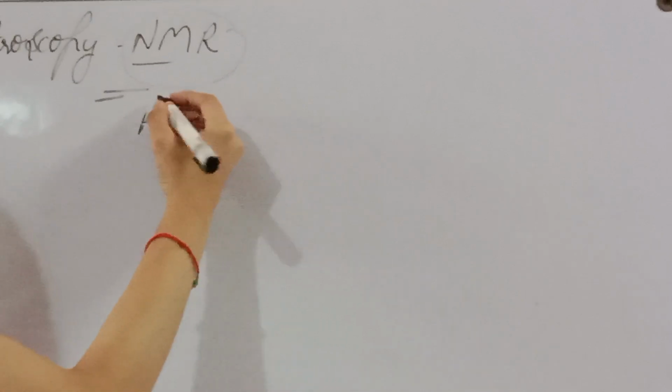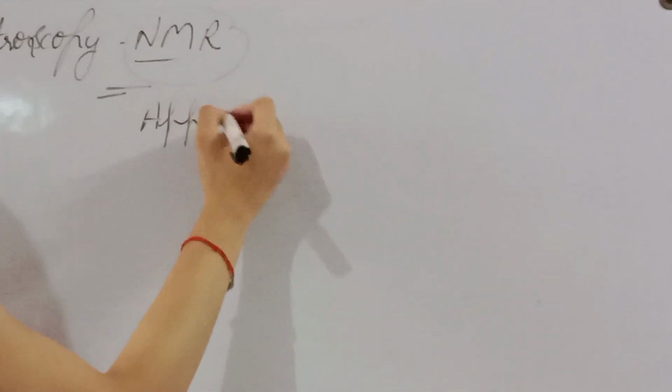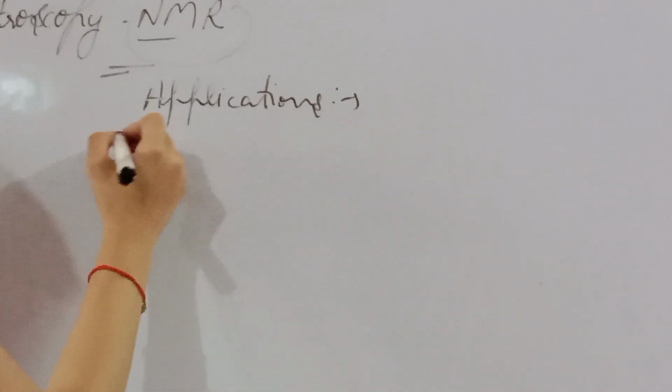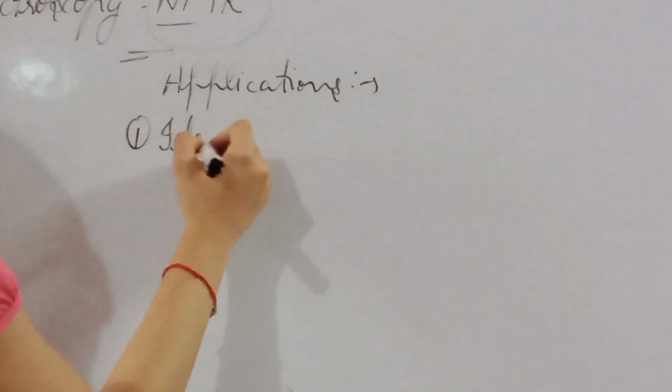Now we will study the applications of PMR spectroscopy. The first application is identification of substances.